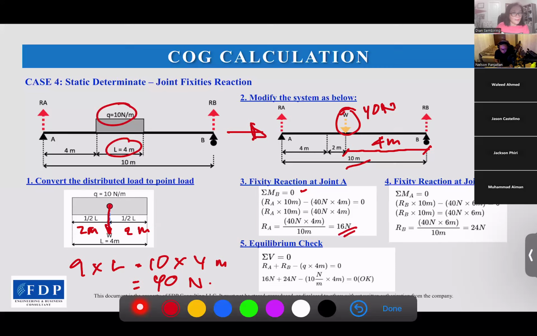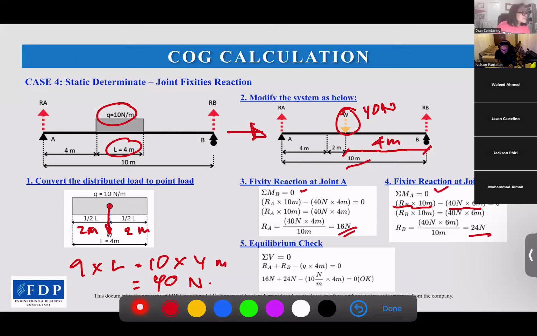To get the joint reaction at B, we can use the total moment at A equals 0. What's the moment acting on the joint A? There are RB times 10 meters minus 40 newtons times 6 meters. And then we get RB is 24 newtons.